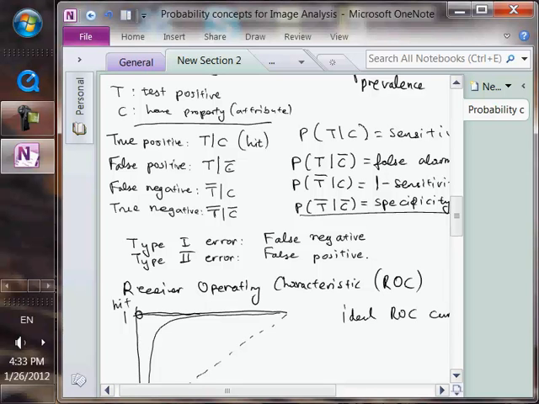We can have a false positive. The condition doesn't exist. That's why I have C bar. But still, you got a hit. You got an alarm. That's the case with a kitty cat. It's not a burglar, but it's a kitty cat.